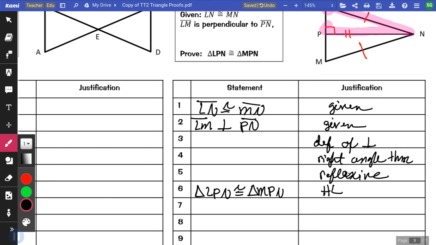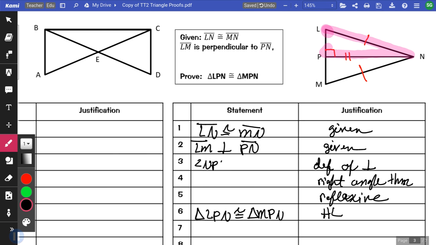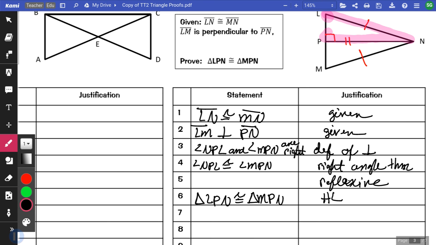Okay, definition of perpendicular gets us the right angles. And right angle theorem gets us those right angles congruent to each other. Yes, you have to use all three letters because there are two angle P's. And then reflexive: PN is congruent to itself. So there's your first hypotenuse leg proof.